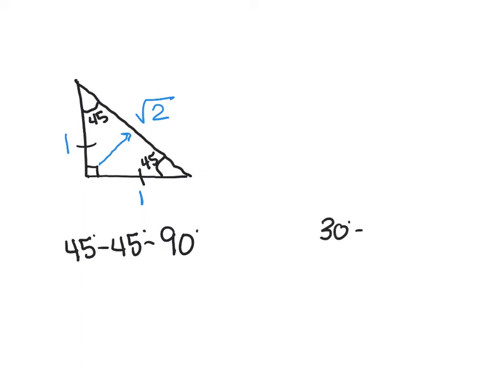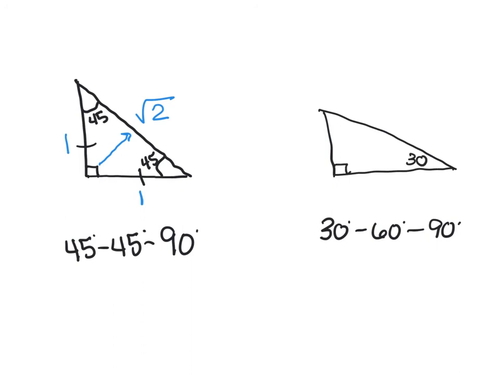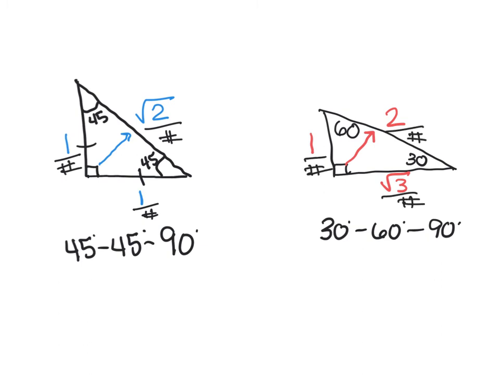Then for a 30, 60, 90, a little bit of a different shape to it. You have to be given either the 30 or the 60. Whichever one you're given, you can write the other one in. Okay, and your labels for this one are going to be 1, hypotenuse gets a 2, and then a root 3. And then always, always, always just label your picture. So these numbers go over whatever numbers are given to you. That's it.